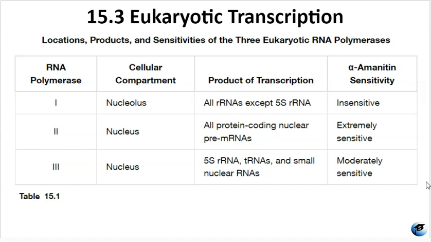To identify which polymerase transcribes a gene, scientists can use alpha-amanitin, which is a toxin produced by certain mushrooms like the fly agaric toadstool. Alpha-amanitin affects the 3 polymerases differently. RNA polymerase 1 is not affected at all. RNA polymerase 3 is moderately sensitive, whereas RNA polymerase 2 is highly sensitive. In fact, it will stop transcription entirely.